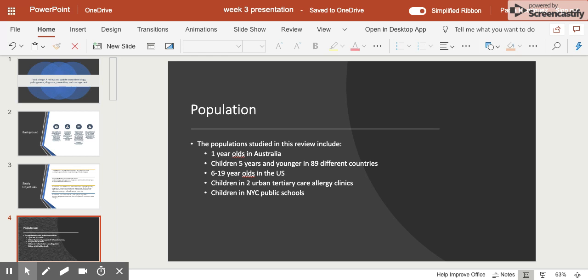As I stated before, this is a review that includes a variety of studies. The studies that were named in this review include various populations, with studies that have 1-year-olds in Australia, children 5 years and younger in about 89 different countries, those between the ages of 6 to 19 years old in the United States, and children in 2 urban tertiary care allergy clinics, and those in New York City public schools. There are a number of other studies that include a variety of populations, all falling within this age range. Some are divided by race, mainly focusing on those who are either non-Hispanic Black or non-Hispanic white.